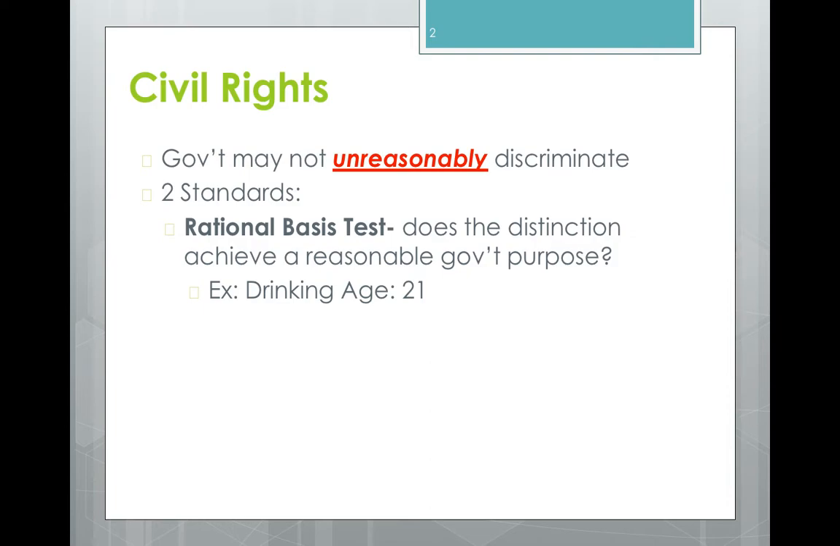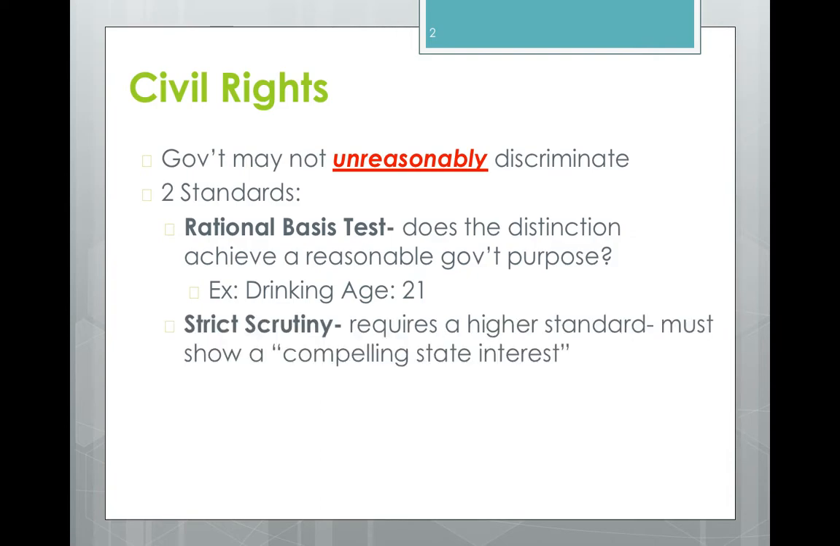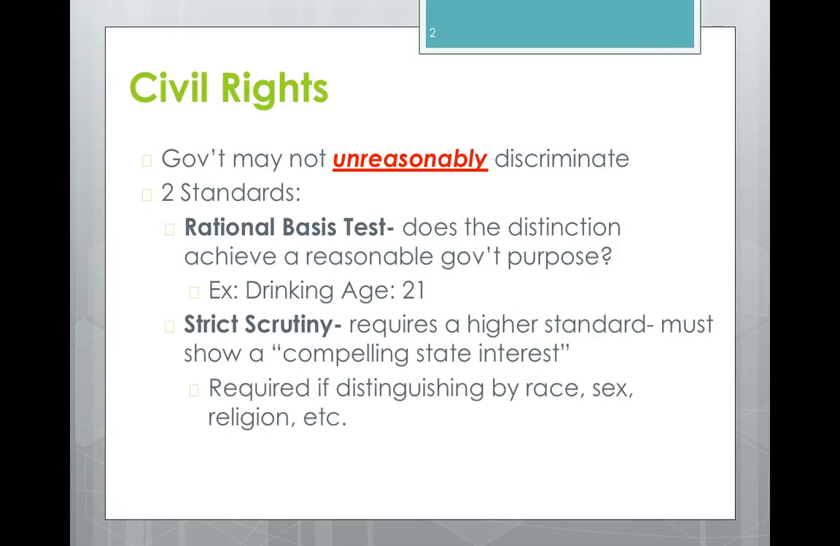They can't just arbitrarily say, oh, you can't have a church or freedom of worship, but if it's for a government purpose, they can. Strict scrutiny requires a higher standard and must show a compelling state interest. And the example of the coronavirus is a good example here. It is required if distinguishing by race, sex, religion, etc. An example would be affirmative action.